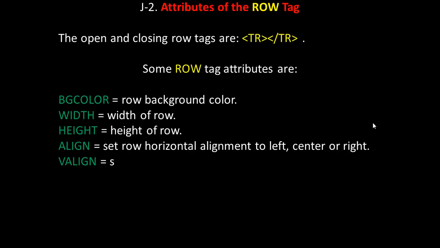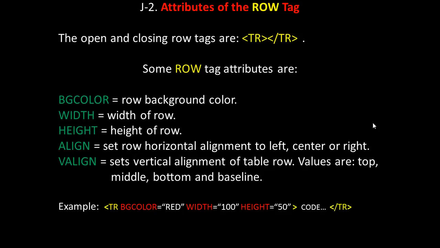Here are attributes of the row tag. The open and closing row tags are tr and then /tr. Some row tag attributes are bgcolor, which sets the row's background color, width and height, align to set the row's horizontal alignment to left, center, or right, and valign, which sets the vertical alignment of the table row. Possible values are top, middle, bottom, and baseline. Here's an example of a table row tag with attributes.